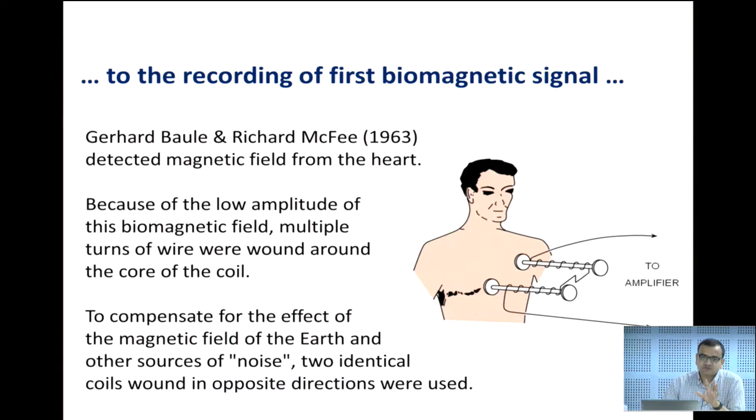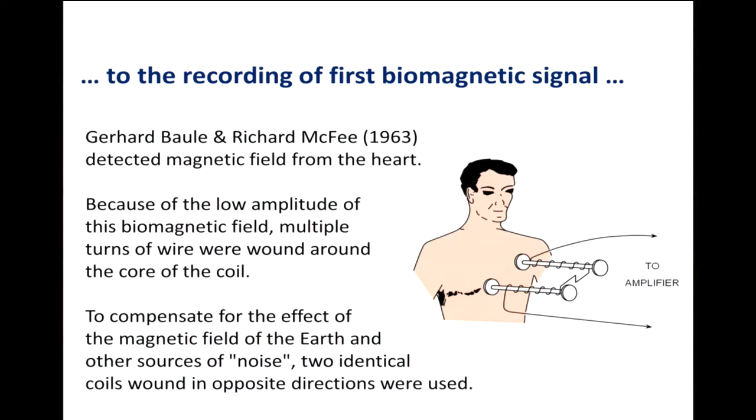If you look into the history of picking up magnetic activities generated by the body, one of the first empirical pieces of evidence was presented by Gerard Baule and Richard McFee in the early 60s from Syracuse University. They came up with a very simple solution to detect the magnetic field from the heart, which is also rather low in amplitude. They primarily used multiple turns of wire, what they used to call the million turns.